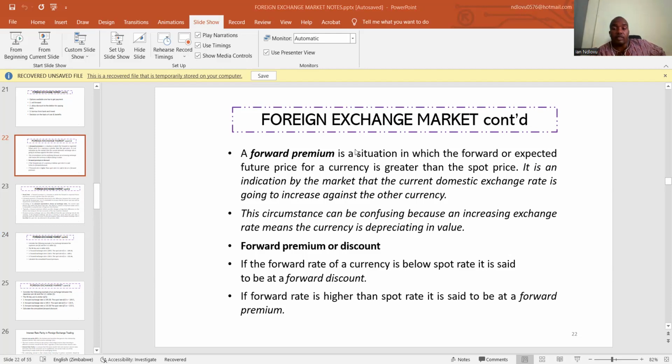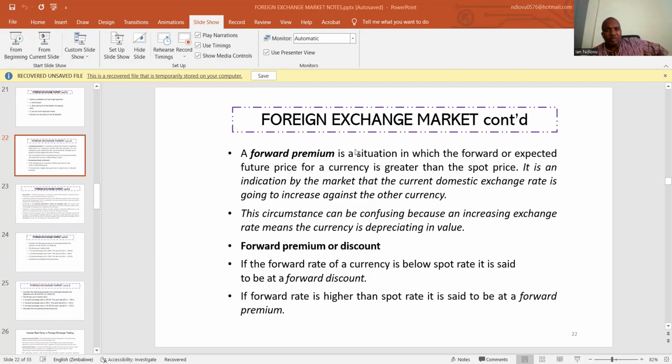According to what I've written there in italics, it is an indication by the market that the current domestic exchange rate is going to increase against the other currency. And this increase is depreciation. It is not appreciation. If we need less of our currency in order to purchase a unit of the foreign currency, then the domestic currency is said to be appreciating or firming. F-I-R-M-I-N-G. The currency is firmed.